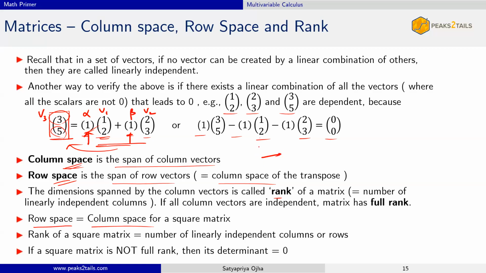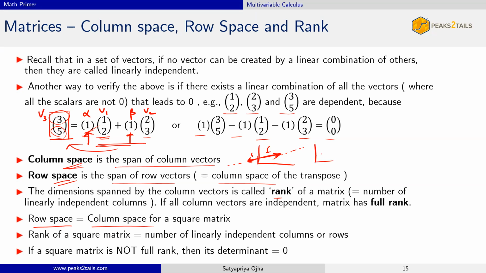If you have, in a two-dimensional plane, one vector like this, and another vector like this, in the same direction, what is the span? Span is just this line. You can never get out of this line. Take any linear combination of these two, and you'll roam around on this line. Span is one dimension, 1D.